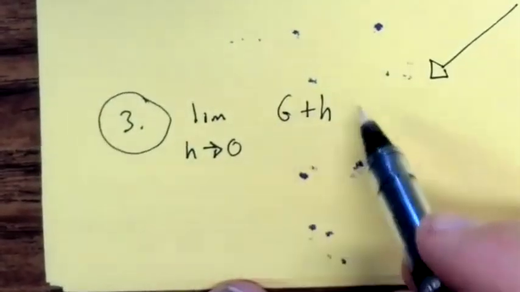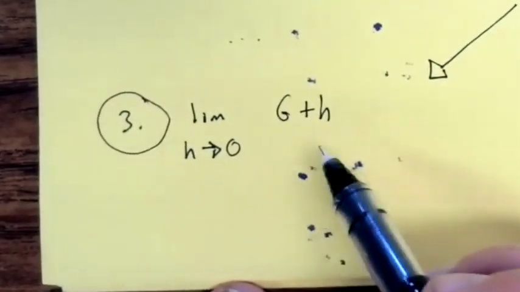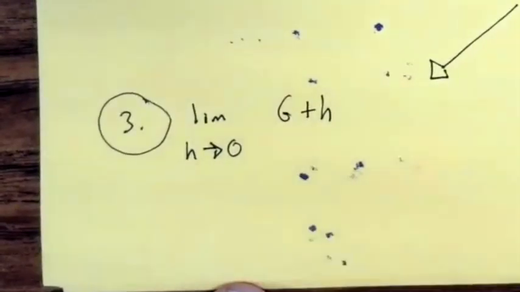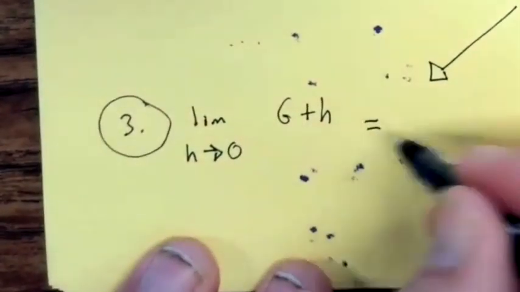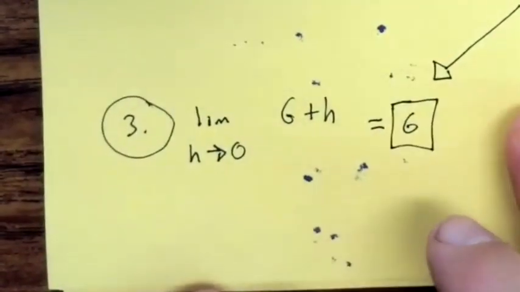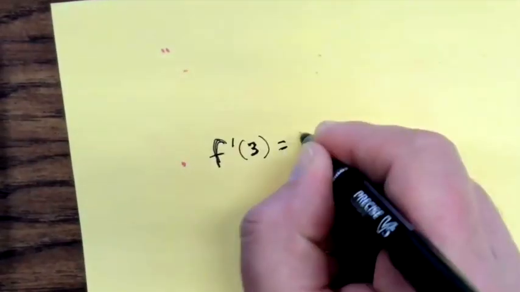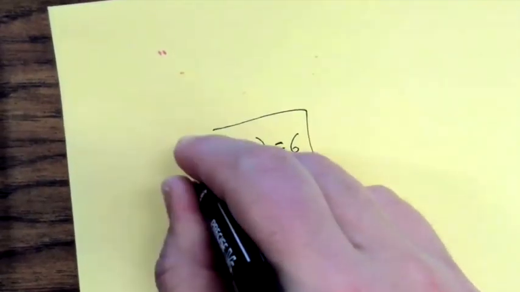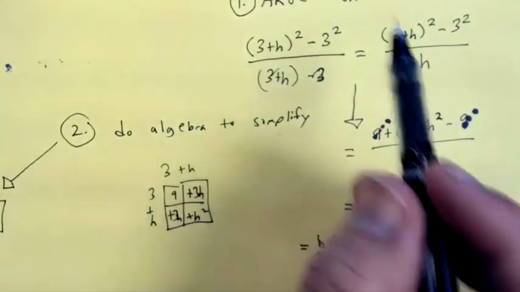Was there any reason here that I can't just plug in 0 for h? No, there's no reason at all. So my final answer is 6. Nice. So our final answer here would be that f prime of 3 is equal to 6. And we can calculate through the algebra. And it really isn't that bad for this.